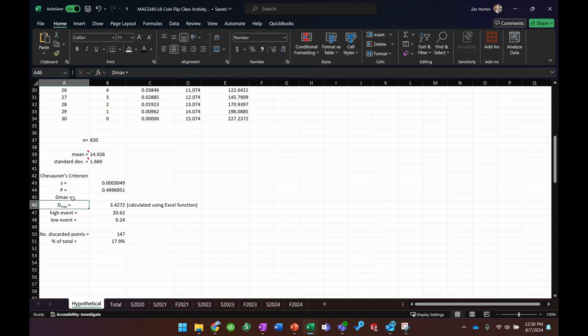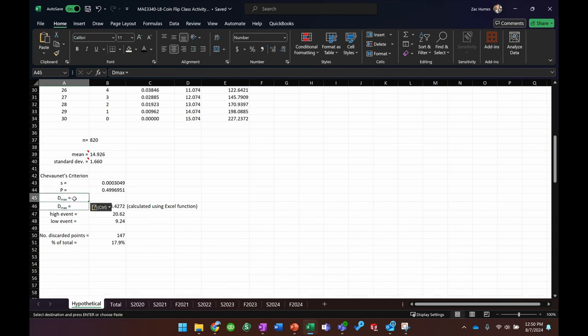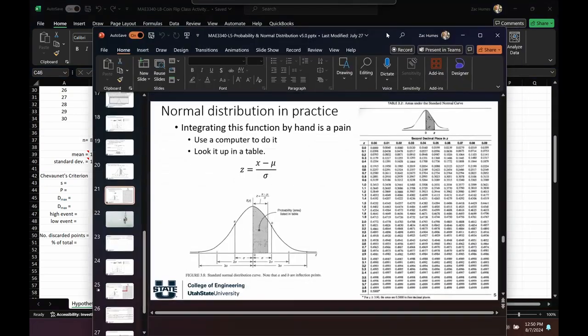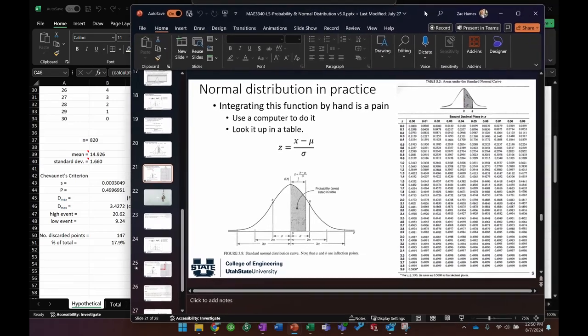Here, let's copy this, Control C, Control V, Dmax. And we'll say this is from table 3.2. Let's be consistent here. From table 3.2, and I will look up our table 3.2. Okay, so here's our table 3.2.